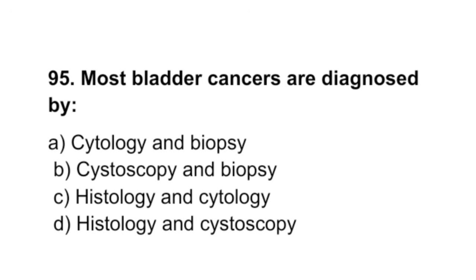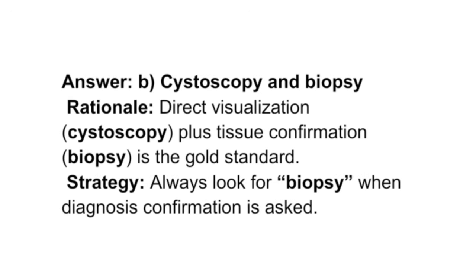95. Most bladder cancers are diagnosed by: A. Cytology and biopsy. B. Cystoscopy and biopsy. C. Histology and cytology. D. Histology and cystoscopy. Answer: B. Cystoscopy and biopsy. Rationale: direct visualization, cystoscopy, plus tissue confirmation, biopsy, is the gold standard. Strategy: always look for biopsy when diagnosis confirmation is asked.